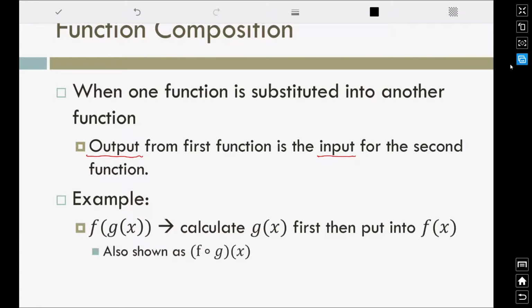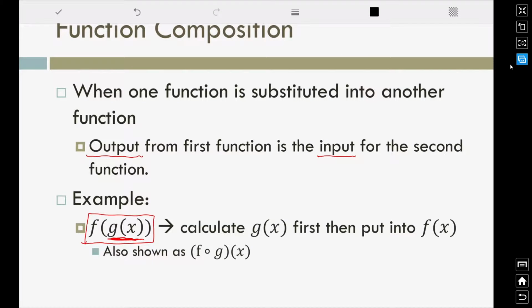Okay, and we can show this as a single operation. We show that as follows: f, and inside the function f, we put g of x. Basically, what this means is we're going to calculate g of x first, and whatever result that gives you, put it into f of x.